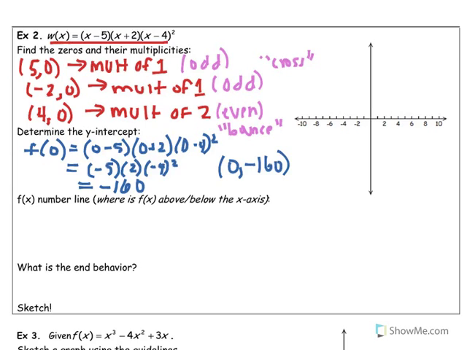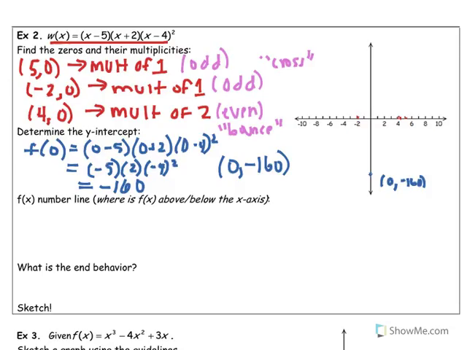Let's pause here and transfer this over to the graph. So I have a zero at (5, 0), (-2, 0), and (4, 0). And then my y-intercept is down here at (0, -160). And remember, we're not drawing these graphs to scale, so it's okay that it doesn't really seem like 160 is in the right place, because it's a much bigger number.